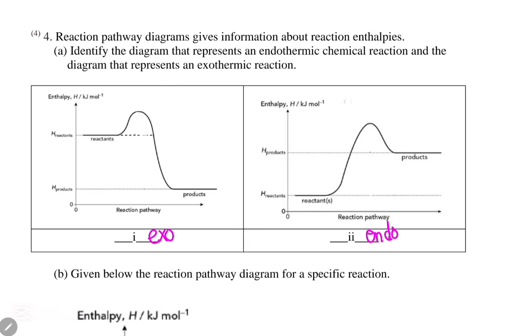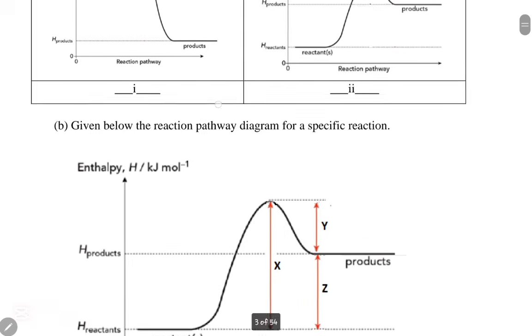How did I know? Logically speaking, exothermic means that the reaction will release energy. This means that the energy of the products is much less than the energy of the reactants. Whereas in the endothermic reaction, we know that the reaction is absorbing energy. That means the heat of the products is much greater than the heat of the reactants. Okay, so that's it for question 4A. We'll move on to part B.